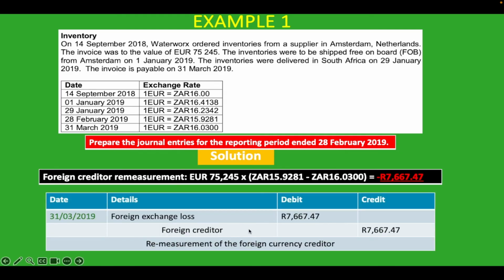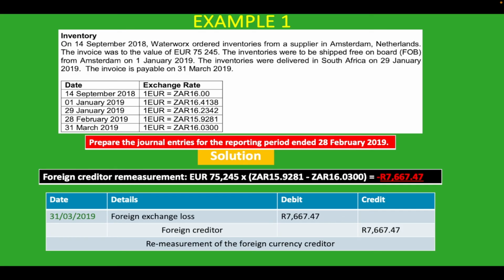Debit foreign exchange loss, 7,667 rand 47 cents, and then credit foreign creditor with the same amount, and the narration there is remeasurement of the foreign currency creditor. And we have our date here, the date at which we're making payment. Now, are we done? Not quite yet, because we have not recognized the payment to the foreign supplier or the foreign creditor. So let's do that.